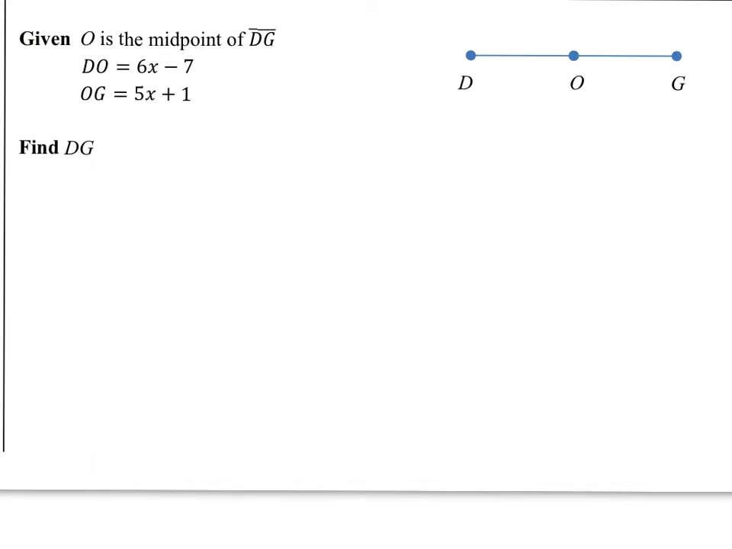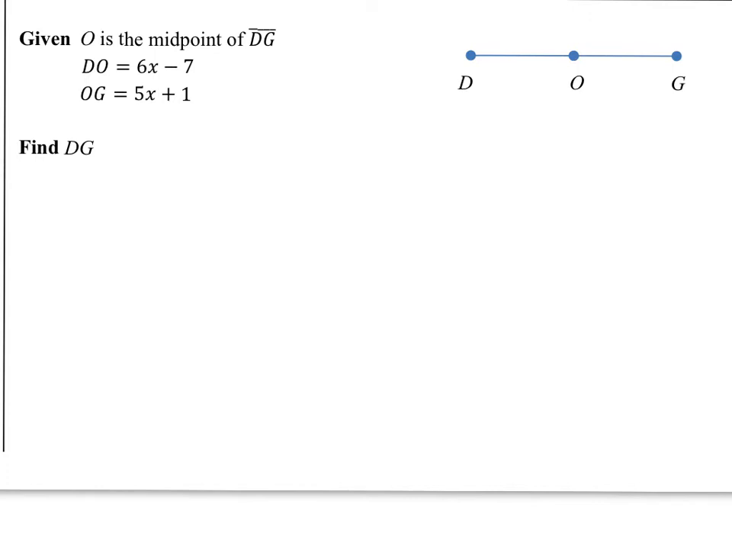Now let's look at an example problem here. So we've got a couple different ways of looking at this problem. It says O is the midpoint of segment DG. So we've got, like I said, a couple different things that we can look at here. Some of them might be helpful, some may not be helpful. So I always like to think of, what does this mean?